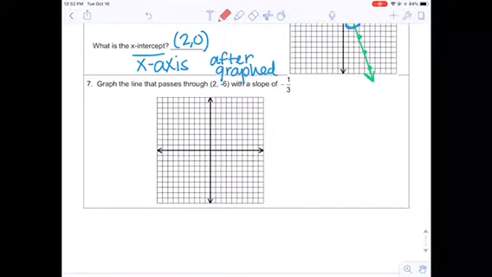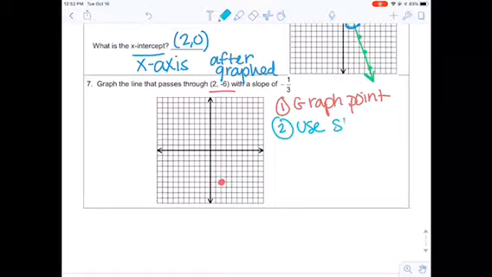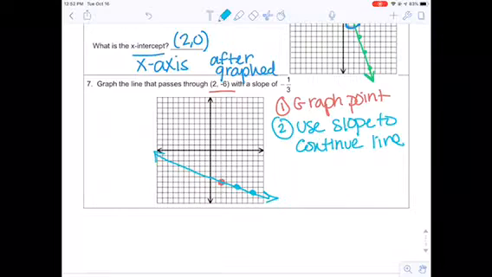Problem 7 asked me to graph a line that passes through this point with a slope. So remember, our first step is to plot the point. So that point is at (2, -6), which is down here. My second step is to use the slope to continue the line. So I'm going to go down 1, right 3, down 1, right 3. They aren't asking me for any features of this, but if I needed the x-intercept and I wasn't really sure, I could also go up 1, left 3, sorry. Remember, we go the other direction.